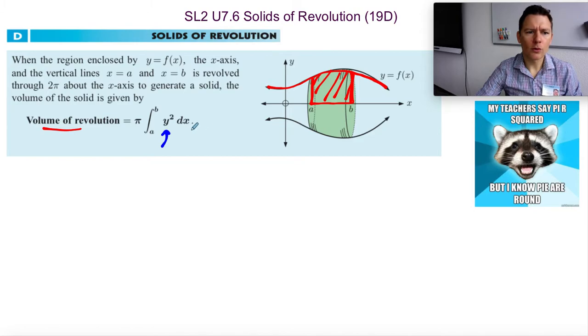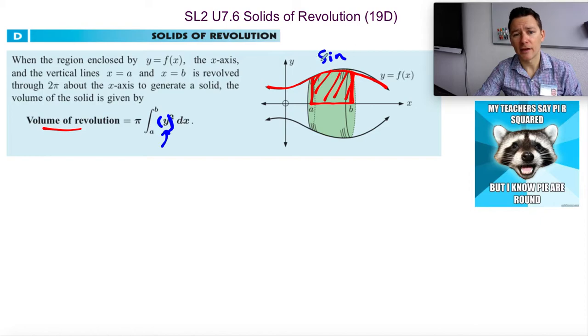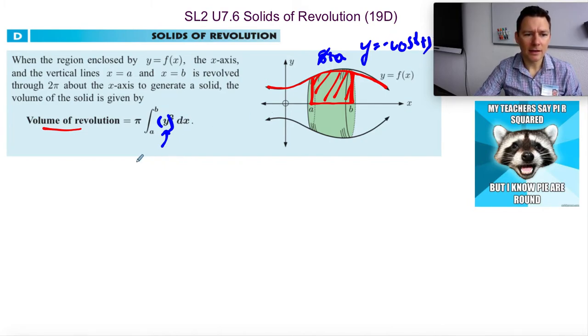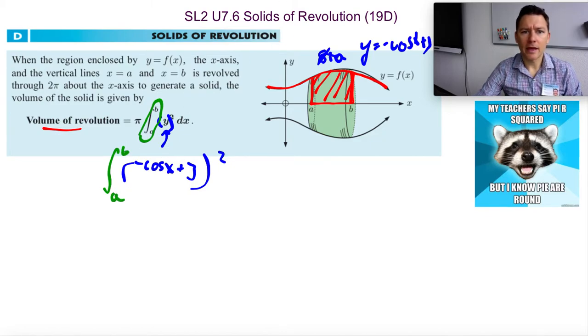You square your equation, right? So this curve, I don't know, might be negative cosine. This would be y equals negative cosine x plus 3, making stuff up, right? You would take that, you'd take the whole thing, negative cosine x plus 3, you'd put it in there and you'd square it. You would then integrate from whatever limits you want, and then lastly you'd multiply by pi because it's going around in a circle.